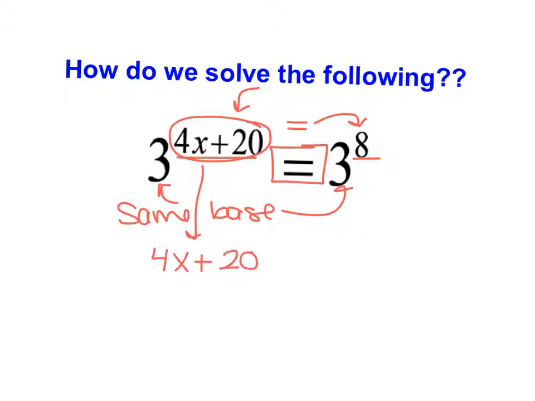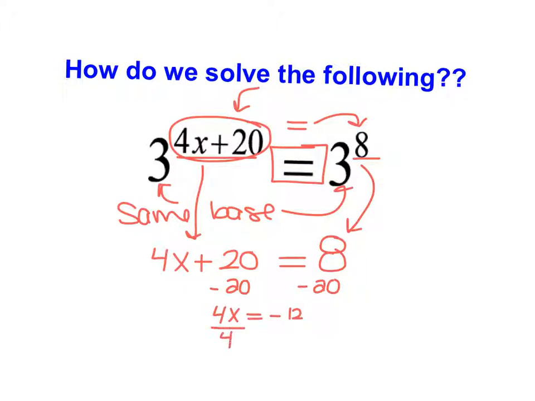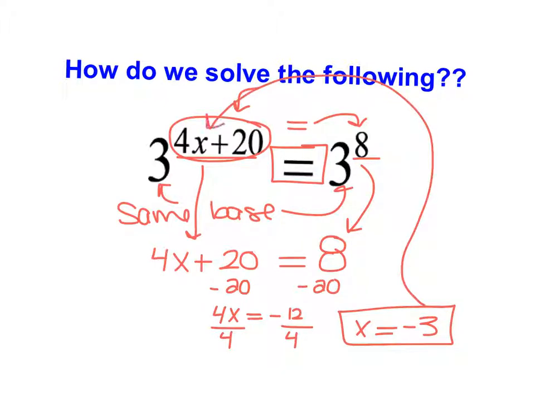So if we have that same base, we're saying 3 to the power of something equals 3 to the power of something, then the only way that this equation will be true is if those two exponents have exactly the same value. So we can set them equal to each other and then solve, just like a normal one variable linear equation. So here we subtract 20 from each side. We have 4x is equal to negative 12. Divide both sides by 4, divide both sides by 4, and we find x is equal to negative 3. So here we find that if we take x is equal to negative 3 and we substitute it in here, we would get 3 to the power of 8 on both sides.